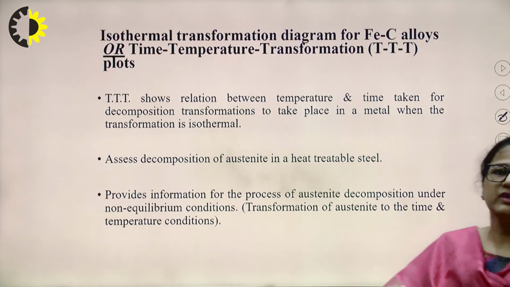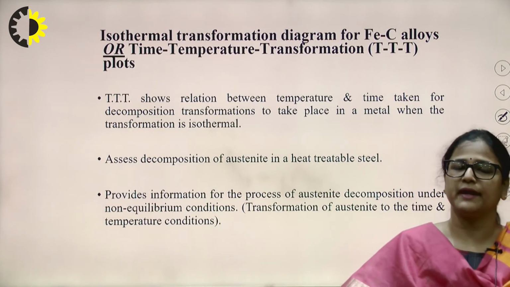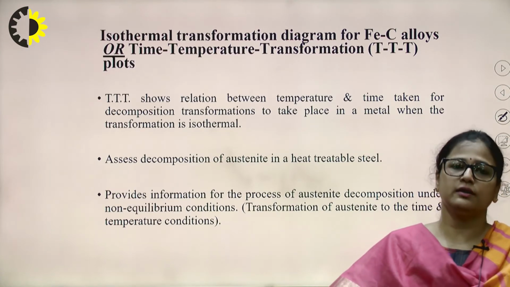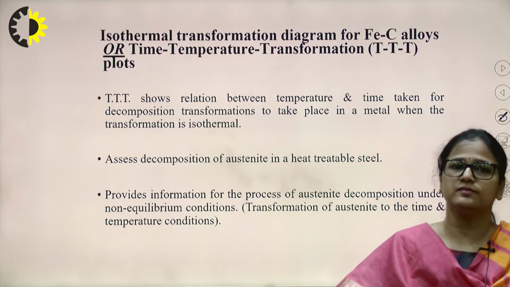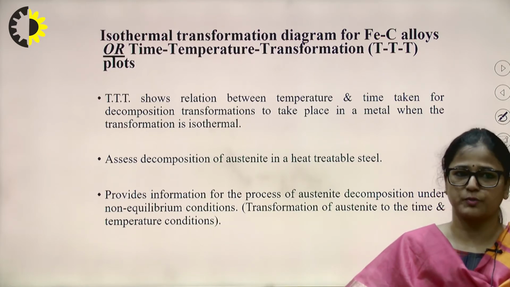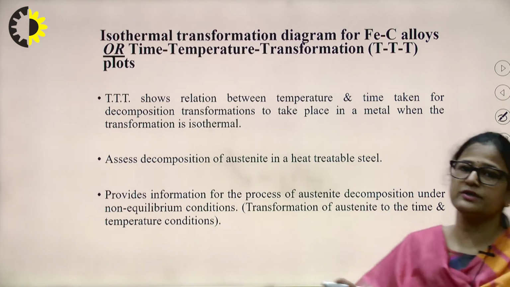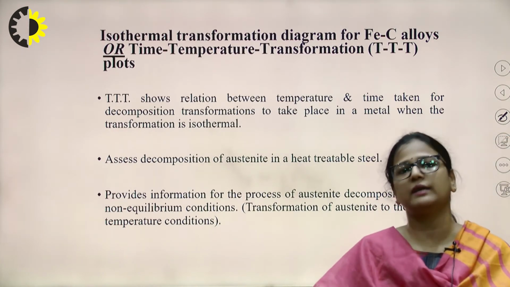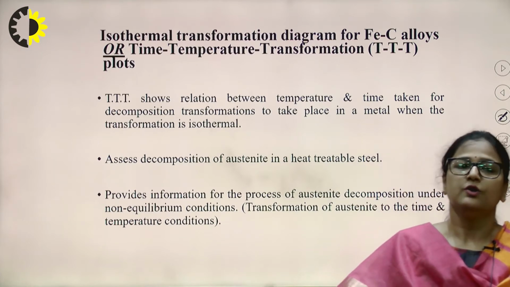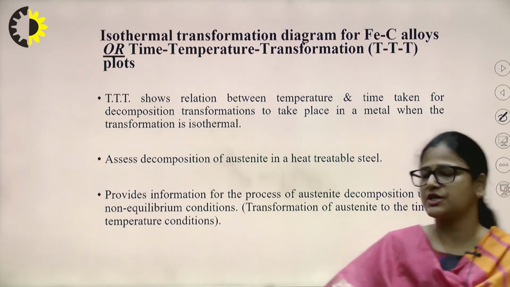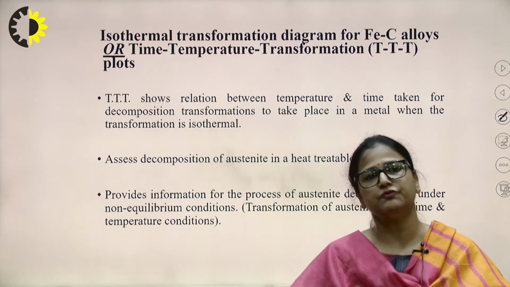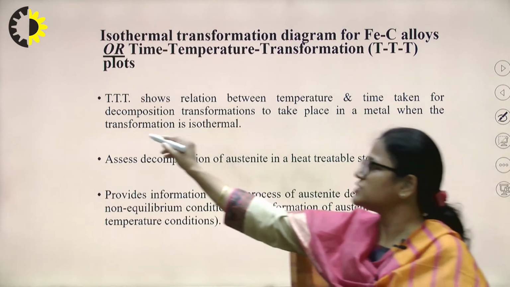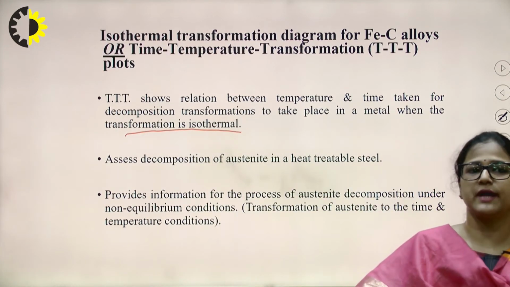So now we will discuss the isothermal transformation diagram. Before this we discussed diffusion, because most of the iron carbon alloy transformations are diffusion assisted transformations. The isothermal transformation diagram, as I already told you, is also called the time temperature transformation diagram, or simply the TTT diagram. The TTT diagram shows the relationship between the temperature and the time taken for decomposition transformation to take place in a metal when the transformation is isothermal, meaning at constant temperature.